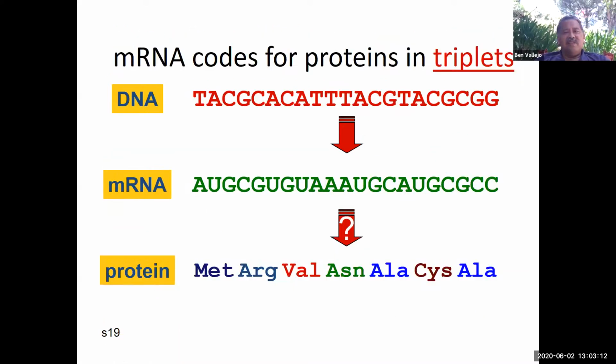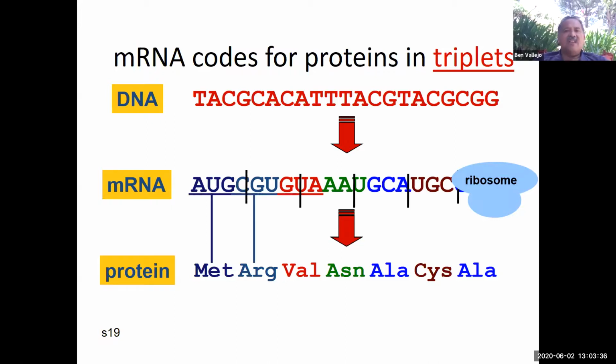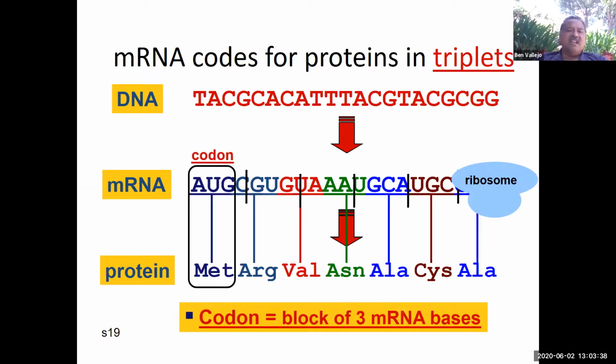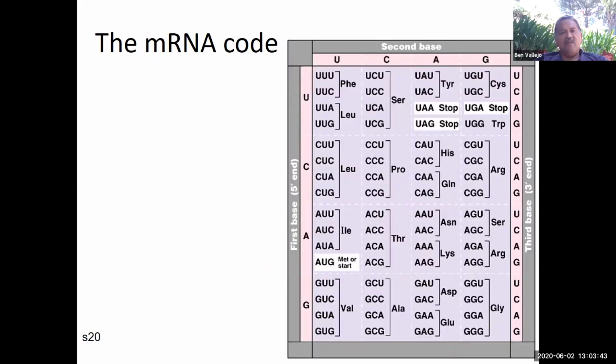So when you look at it, what's happening is that you got a triplet code. AUG means methionine. CGU means arginine. There's a code which is redundant in that there's only like 20 different amino acids, but there's 64 different combinations of 3 different letters this way.